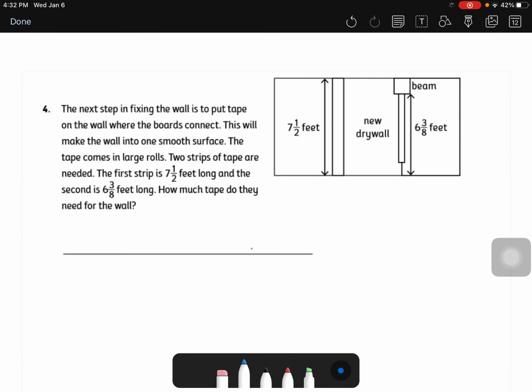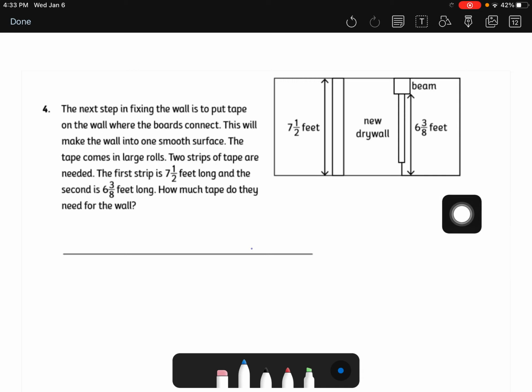And the next step in fixing the wall is to put tape on the wall where the boards connect. This will make the wall into one smooth surface. The tape comes in large rolls. 2 strips of tape are needed. The first strip is 7.5 feet, and the second is 6 1/8. How much tape do they need for the wall?